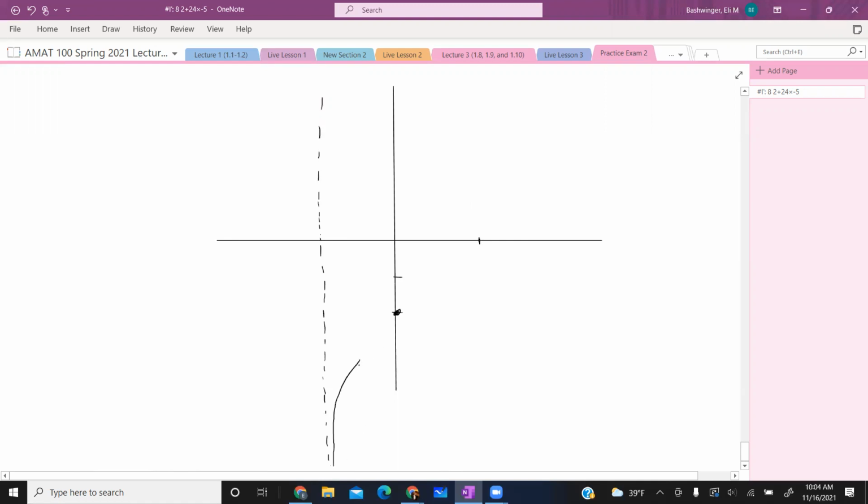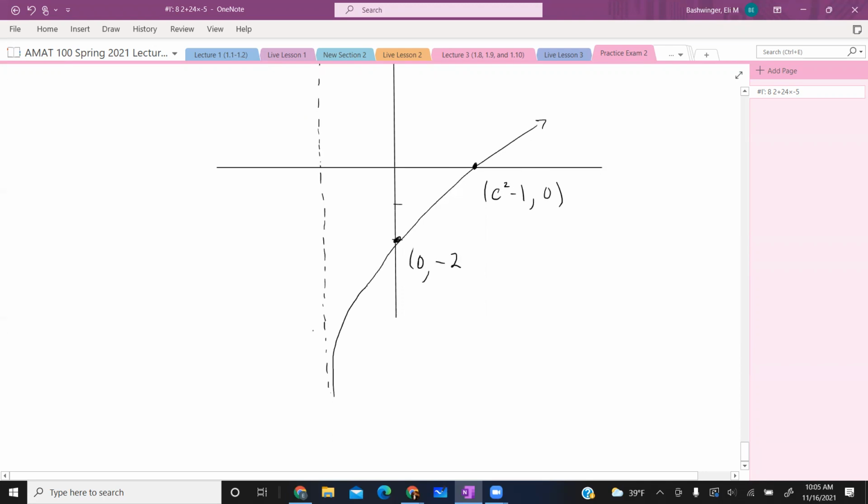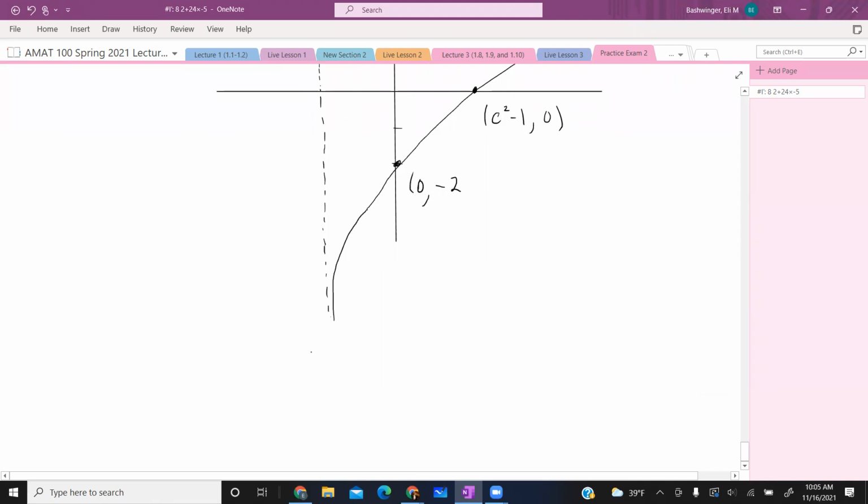It's going to go up, and I'm going to try my best. And actually, let me just draw the graph and then put the x-intercept on. It's just easier. And then right here, we have e squared minus 1, comma 0, and this will be 0, comma -2. And then the vertical asymptote is x equal to -1, I'm sorry.